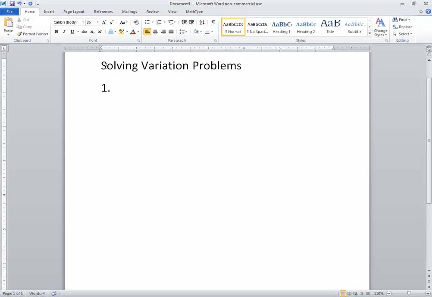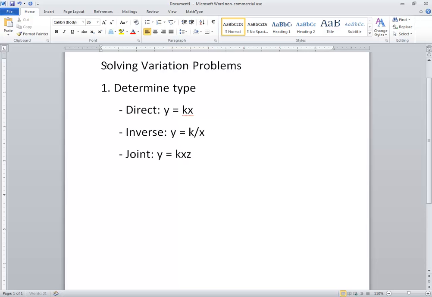Step 1. Determine the type. There's direct variation, which is of the form y is equal to kx. There's inverse variation, which is of the form y is equal to k over x. There's joint variation, which is y is equal to kxz, although you don't have to have just two variables, you can have however many. And then there's a combo, which is a mix of the above.